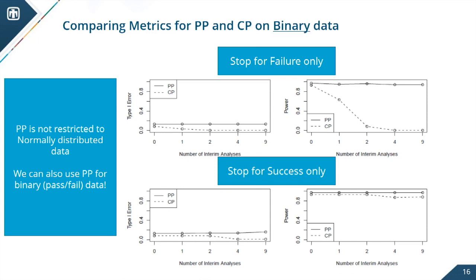And these results are actually kind of hot off the press and are a little bit surprising. They actually show kind of the opposite of what was going on with the normal data. And in this case, you're seeing predictive probability actually being less conservative than conditional power. All right, so this is actually quite surprising. I don't necessarily have an answer for why this is the case yet, but I just thought it'd be interesting to show some of these new results.